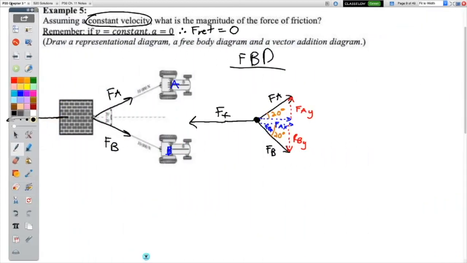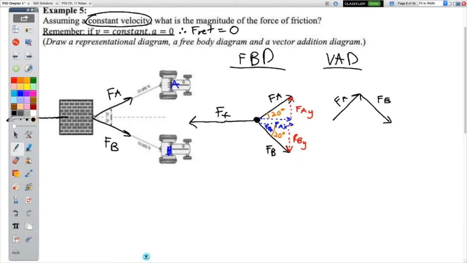All right, there's our free body. Let's look at our vector addition diagram. First, we'll do an overall VAD, and then I think this would be a good one to do a VADX and a VADY. So the force of tractor A looks something like that. The force of tractor B looks like that because it's the same size, and at the same angle but in the other direction. So that's force B.